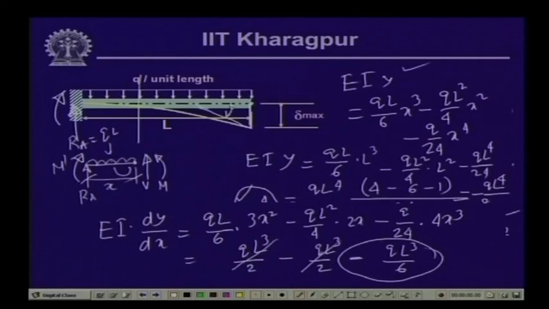And again, as you can see, the minus sign indicates that the rotation is clockwise, and rightly so, as we have seen, since the deflected shape is in the negative direction.